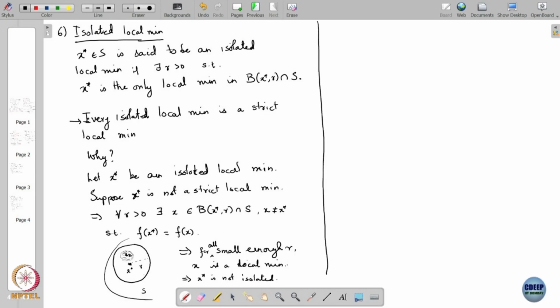The converse is not true. So, every isolated local minimum is a strict local minimum. That is what we just argued. So, every strict local minimum need not be isolated.